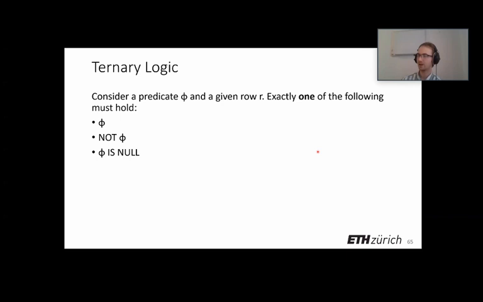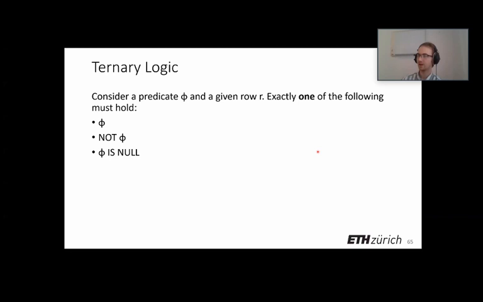So let's assume that we have some predicate phi and some row r, and exactly one of the following must hold: phi evaluates to true, not phi evaluates to true, or phi is null. So SQL uses a ternary Boolean logic, which means that a predicate can evaluate to true, to false, or to null.